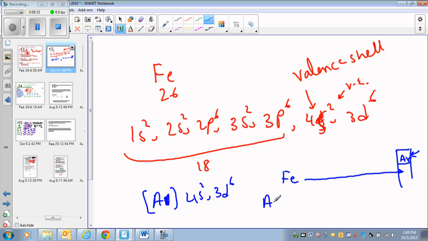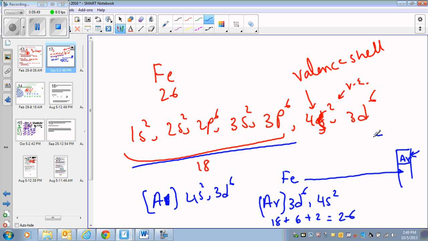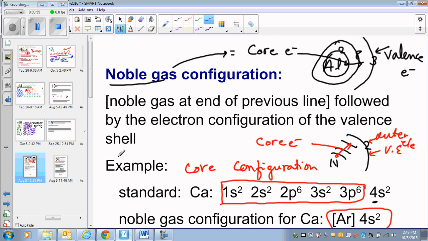I can say argon 3d6, 4s2. That doesn't matter. But basically it's 18 plus 6 right here plus 2, that makes it 26. So instead of writing this whole long electronic configuration, I only write a small electronic configuration. This is called core configuration or noble gas configuration.